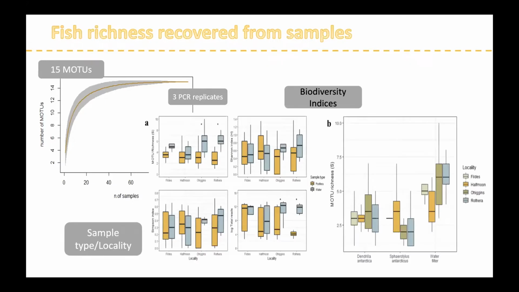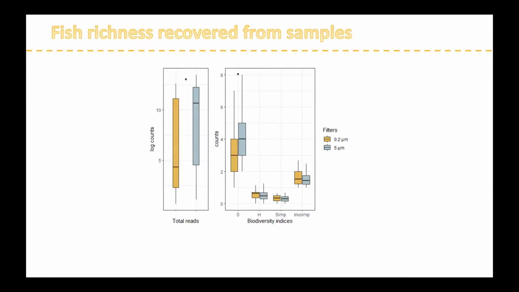Also, significant differences were observed in the number of MOTUs recovered by sponge and water samples, while no differences were observed between sponge species or between the different localities. On the other hand, both pore size filters also showed significant differences, but only in the species richness.